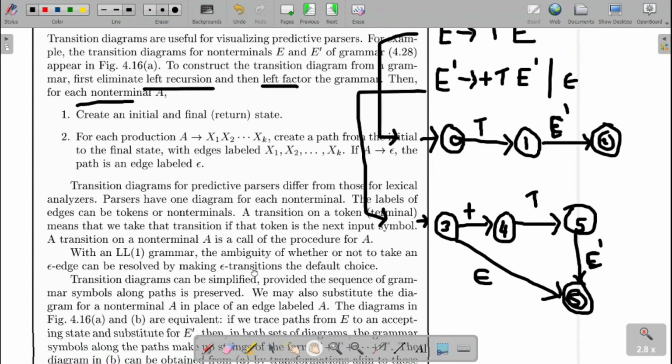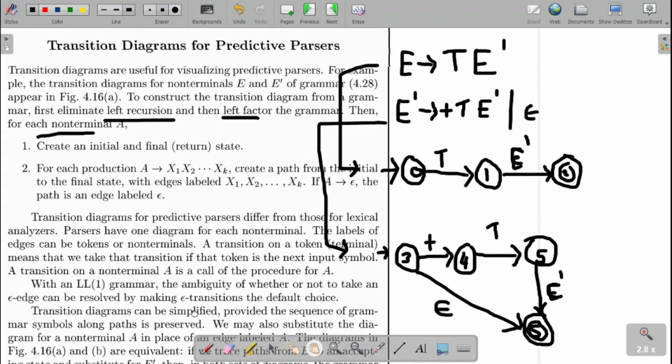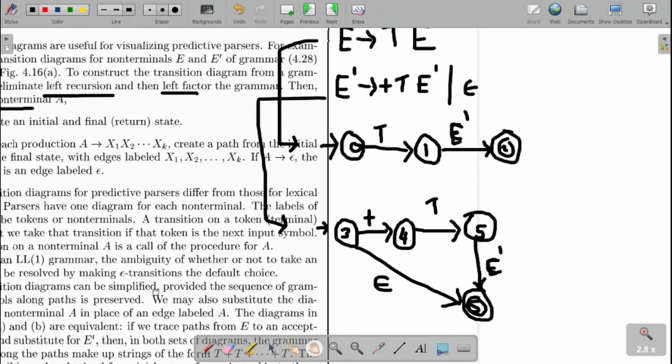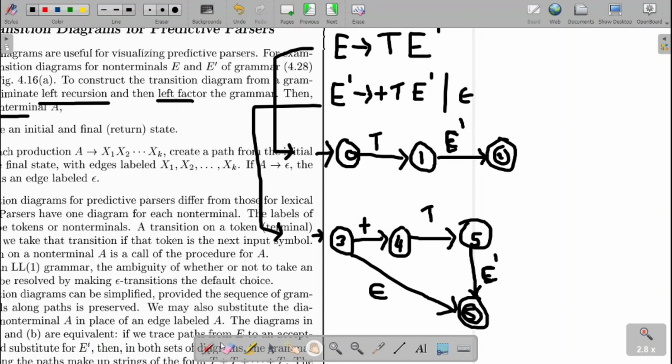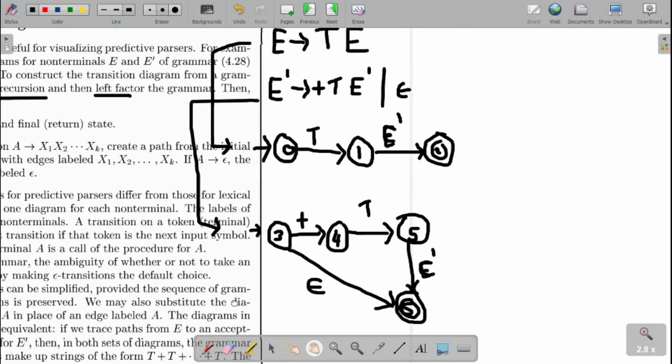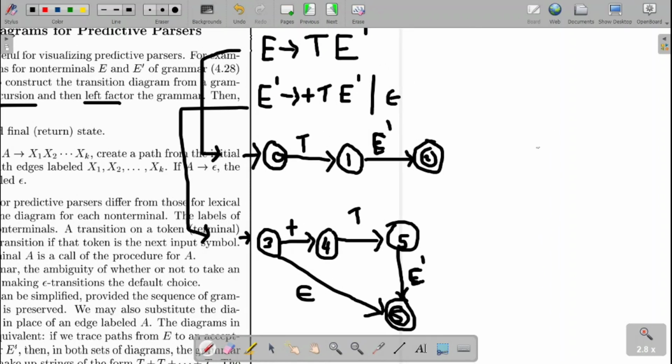Right? Along with constructing the transition diagrams, many times we may need to construct the equivalent one. What is that equivalence? Let us take the example here: E derives T E dash. The equivalence can be constructed by replacing this E dash. This is the transition diagram for E dash. First will be my start state, state 0. On T, I go to state number 1, where I have the E dash.